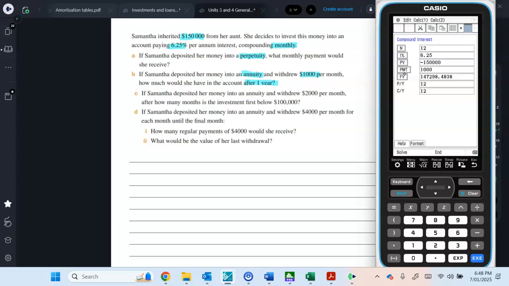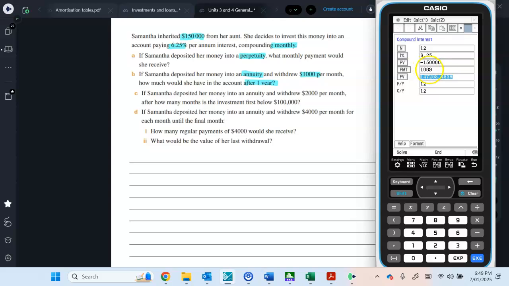If Samantha deposited her money into an annuity and withdrew $4,000 for each month until the final month, how many regular payments of $4,000 would she receive? So let's just change this to a 4. Oh, hold on. I skipped to D. Let's do C. Oh my gosh. Sorry, guys. Did I skip a question? I think I combined B and C. Let's change that to a 1. All right, yes, I did do a 1.